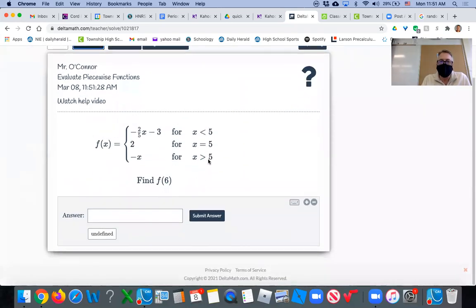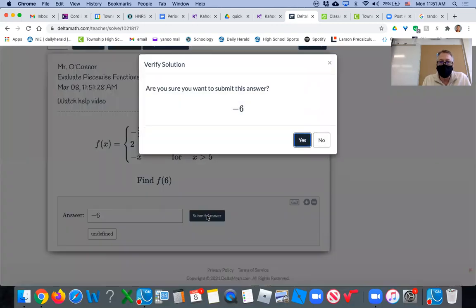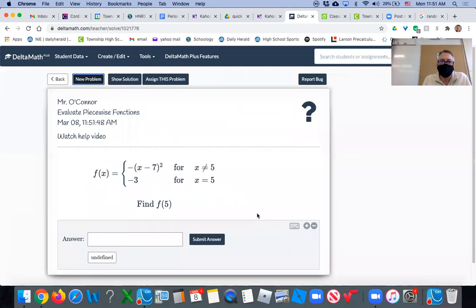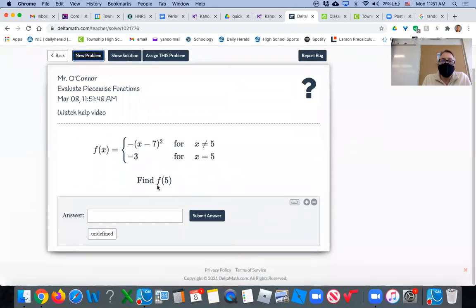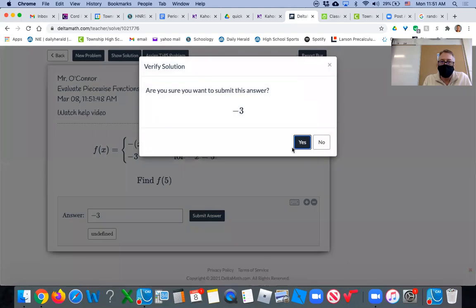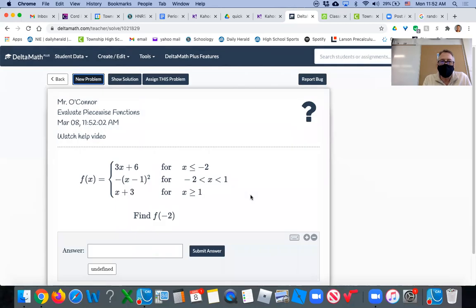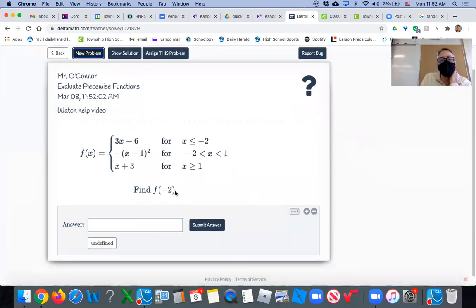f of 6. Well, that means I'm going to plug it in here because 6 is greater than 5. So I'm plugging the 6 in for x, and I get -6 as my output. To find f of 5, well, when x equals 5, my output is -3. All right, f of -2.